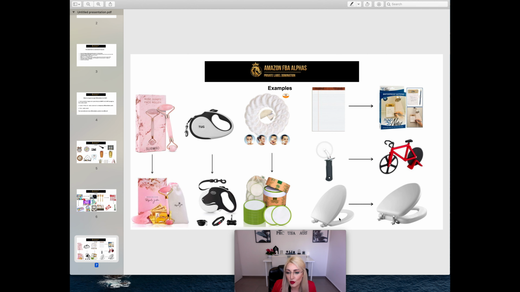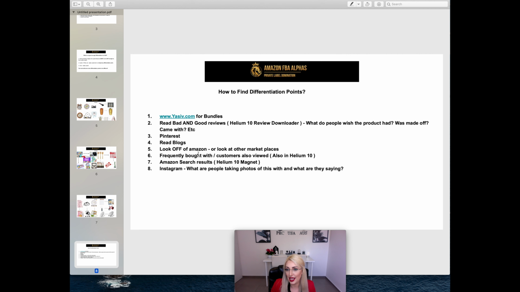Here we have a normal toilet seat, and then here someone has gone and made a padded toilet seat, okay? So all of these are really solving problems, and there's a big difference between the original and how it can be differentiated. All right, so the next thing is, how do we actually find differentiation points? And that's where we're going to move on now and have a look.